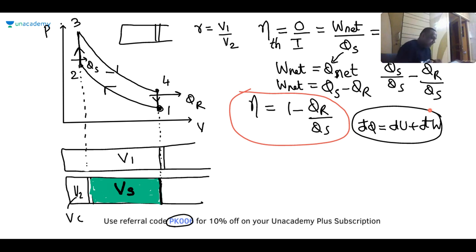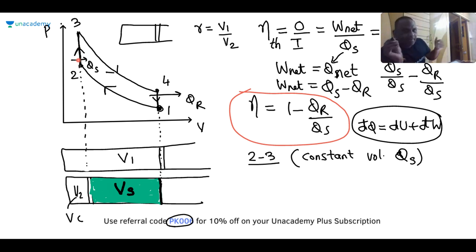Now, look. Let's go for 2 to 3. Don't write. No comments. Now listen. What is the 2 to 3 process? Look once. What is the 2 to 3 process? Constant volume heat supply. Listen once. Please look, my dear students. See, for 2 to 3, volume is constant. When volume is constant, the piston is not moving. So, no work is done.